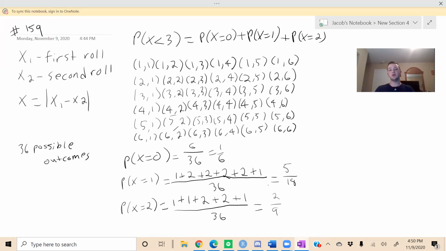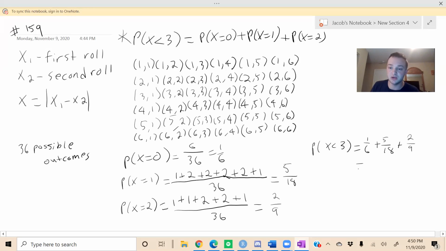All right. So now we just have to plug these 3 values into our goal equation. I should have written it up here, but this is our goal, right? So finally, the probability that X is less than 3 equals, well, we know the probability X equals 0 is 1 over 6, so 1 over 6 plus the probability X equals 1, which is 5/18, plus the probability X equals 2, which is 2/9. Plug that into your calculator, and you end up getting the final answer of 2/3.